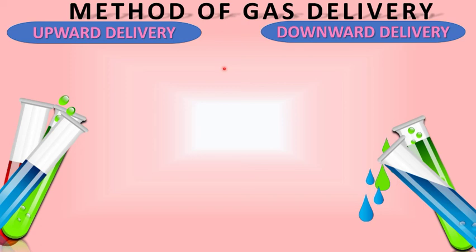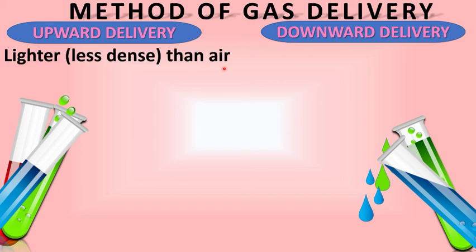In upward delivery, this is used to collect gases that are lighter, that is less dense than air. That means these gases are lighter than air. And during this method, because the gases are lighter, they tend to stay at the top of the gas jar.